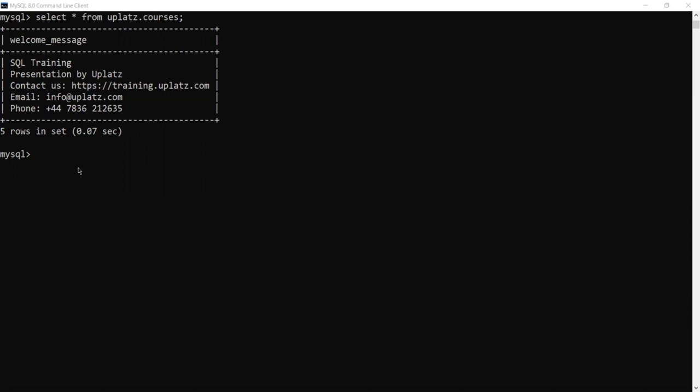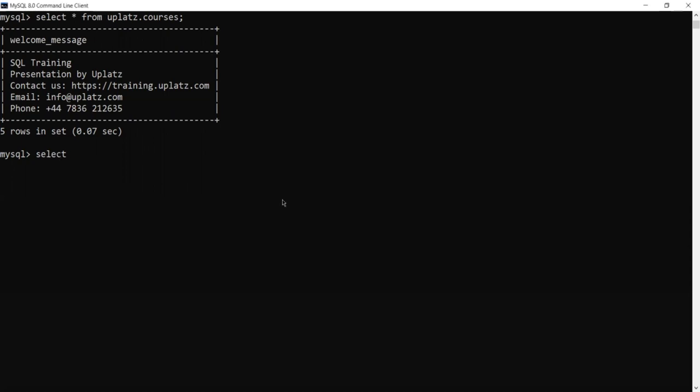So to start with, our first command for today is LPAD. What this function does is left pad a string with another string to a certain length. So let me demonstrate it to you.